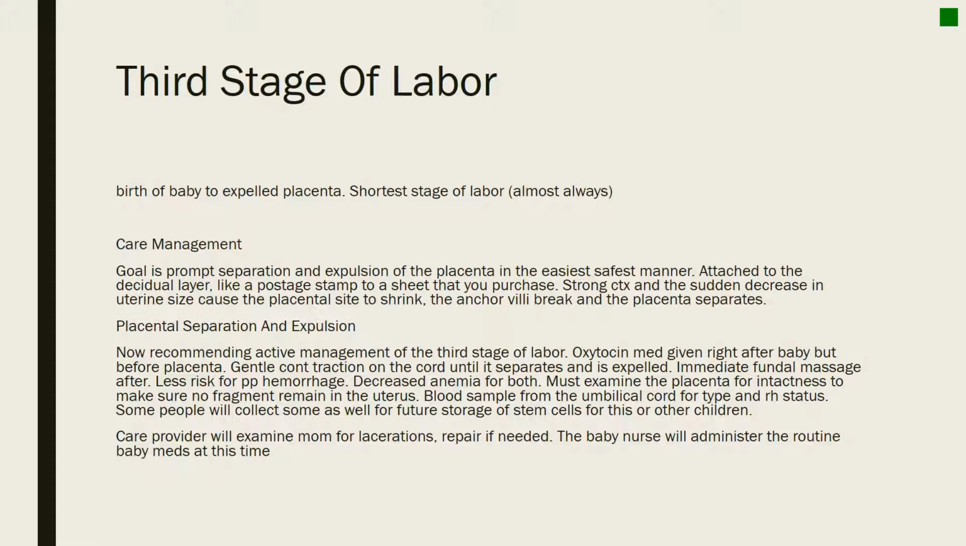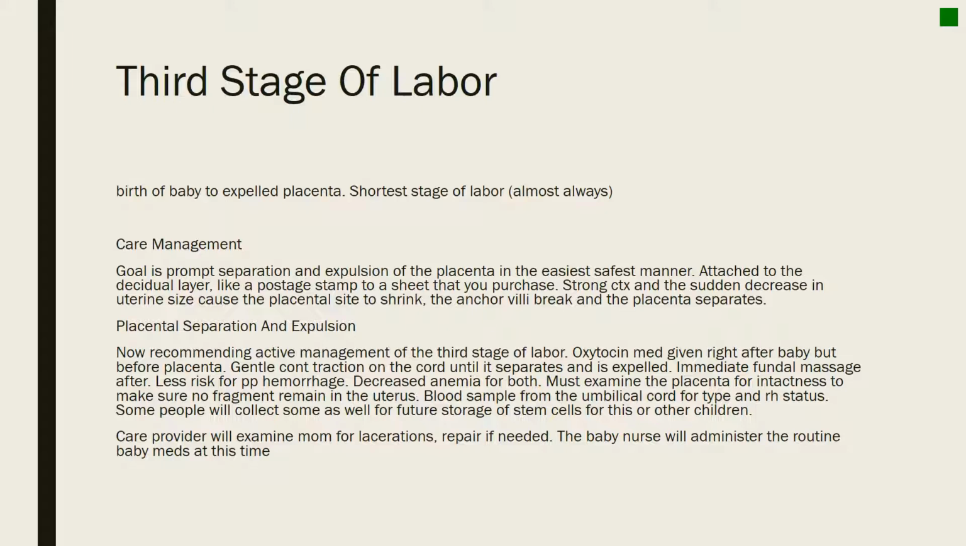Third stage of labor: birth of the baby until the placenta is expelled. It's usually the shortest stage of labor. Care management: what we want is prompt separation and expulsion of that placenta in the safest, easiest manner. It's attached to the decidual layer, like a postage stamp to a sheet that you purchase. These strong contractions and sudden decrease in uterine size cause that placental site to shrink. The anchor villi break and the placenta separates.